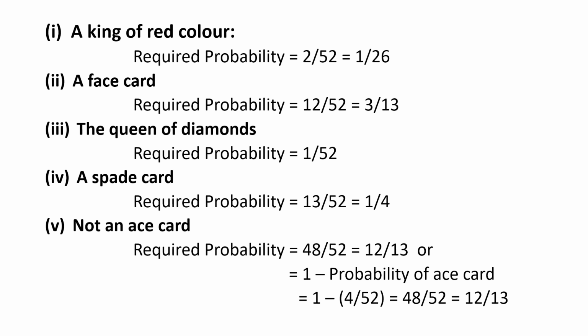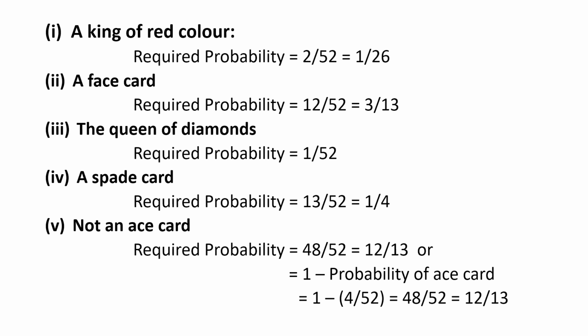The chosen card is a queen of diamonds. So now it is specifically given diamonds and queen. So only one such possibility, which is favorable. So the required probability would be 1 upon 52. You want a spade card. Total there are 13 spade cards. So 13 upon 52, which is 1 upon 4.